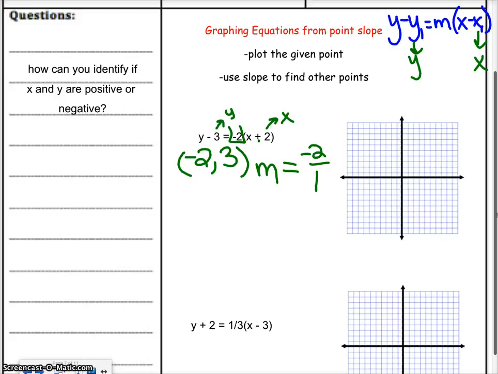So now I plot the point. x is negative 2, y is 3. 1, 2, 3. And now use slope to find other points. My slope is down 2 over 1. Down 2 over 1. Down 2 over 1. I can be done. That's how you graph the line. So you pull the point out and use the slope to find other points.